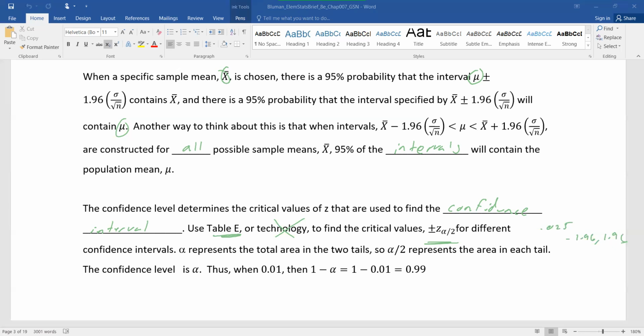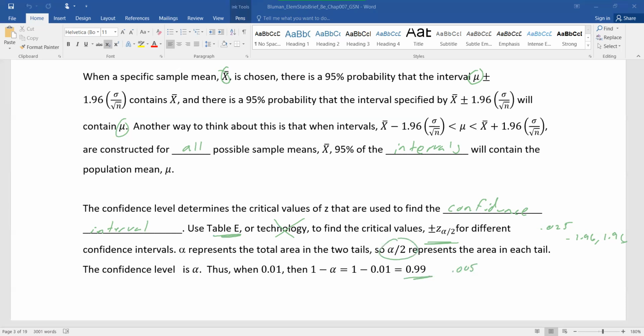Thus, when alpha is 0.01, then 1 minus 0.01 means that you are 99% confident, and your alpha divided by 2 would be 0.5%, which turns into 0.005 as the area. So I would have to go look for whatever that area is, and I don't remember. Actually, you're about to find out in the chart below.